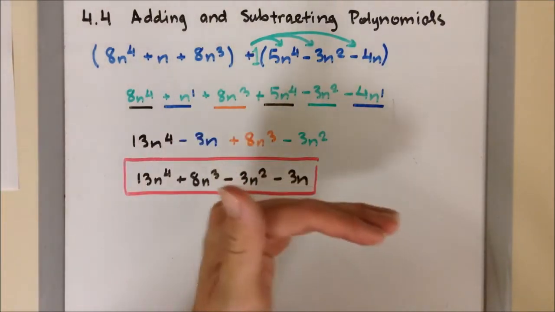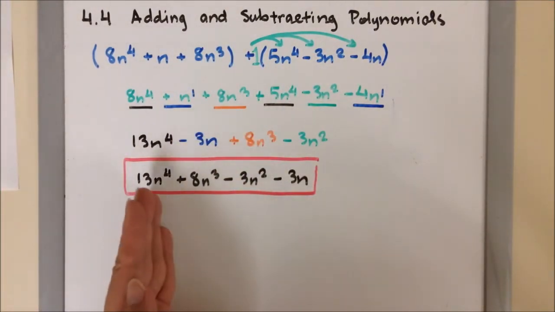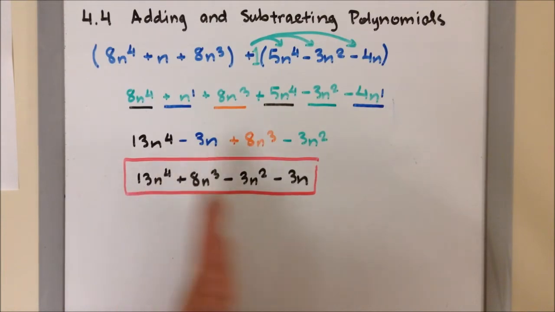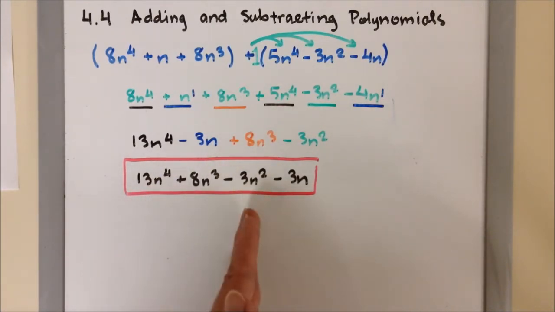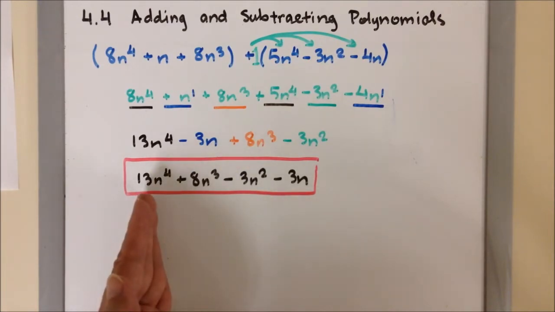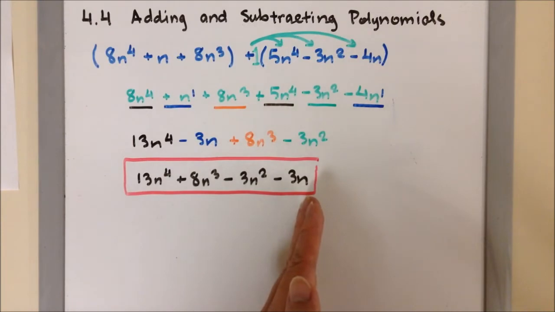Once you finish combining like terms, put it in order from highest exponent or highest degree to lowest exponent or lowest degree. And that will be your final answer. I do expect this on the test, so make sure to put your answer in order, meaning highest exponent, highest degree, to lowest exponent, lowest degree.